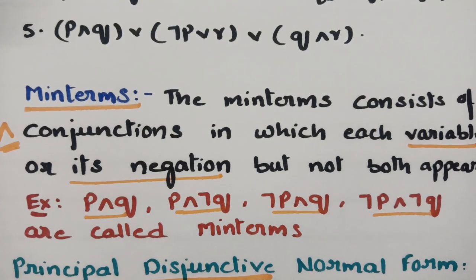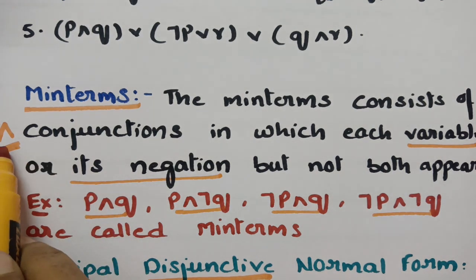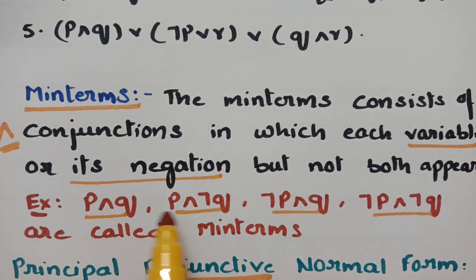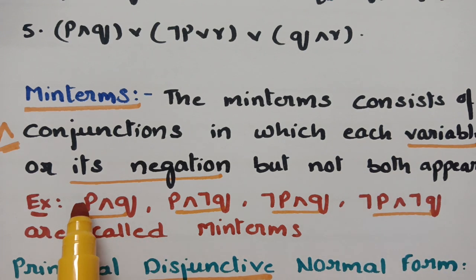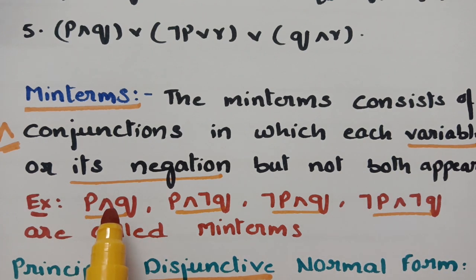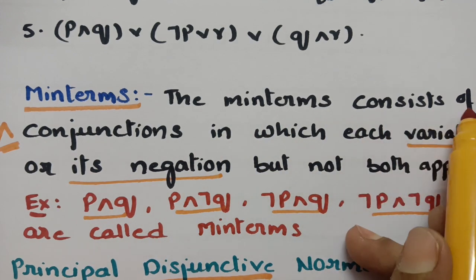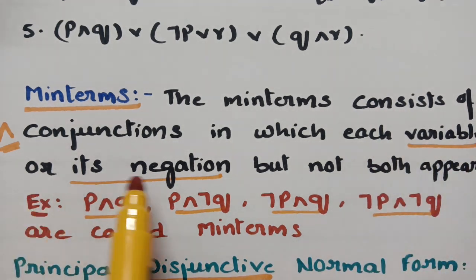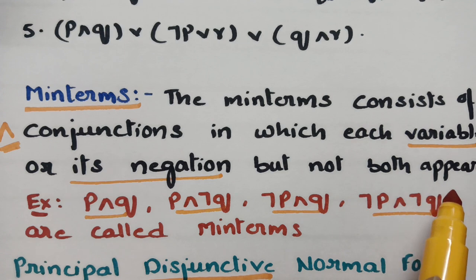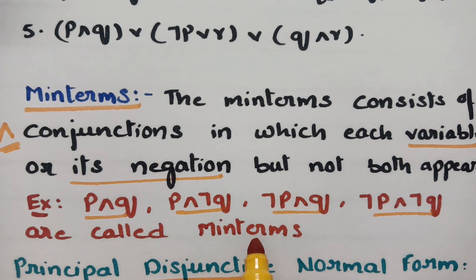For example, if there are two propositions, P and Q, with the conjunction symbol, the minterms are: P and Q, P and negation Q, negation P and Q, negation P and negation Q, but not both. P and negation P shouldn't appear together. Minterms consist of conjunctions, in which each variable or its negation, but not both, appears. So these are all the minterms.